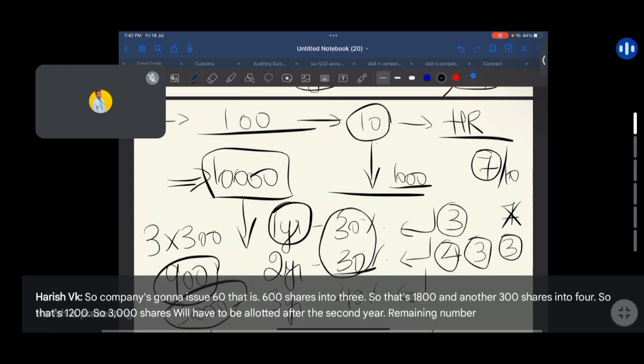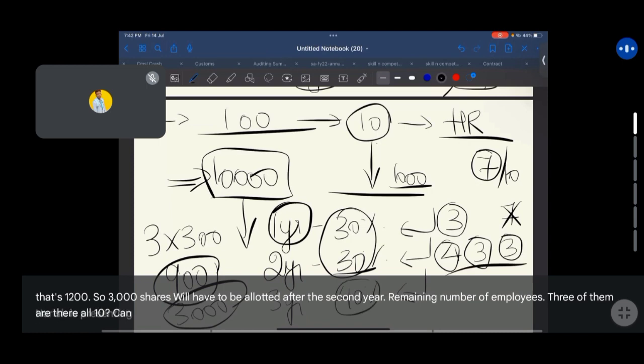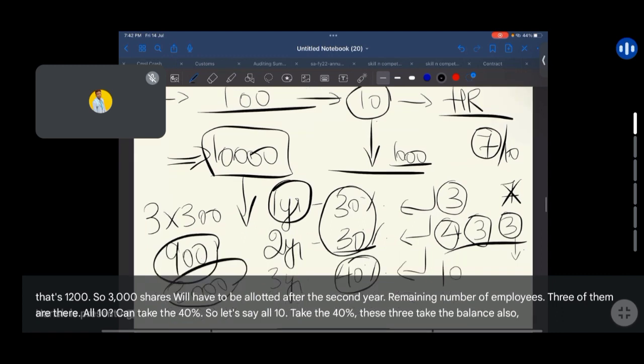The remaining number of employees, 3 of them are there. All 10 can take the 40%. So let's say all 10 take the 40%. These 3 take the balance also. Let's say all of them take up.